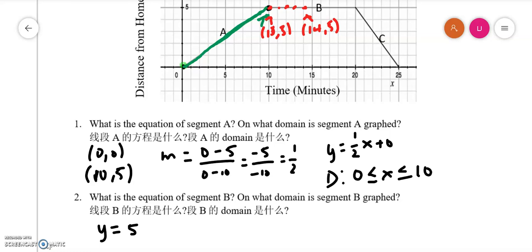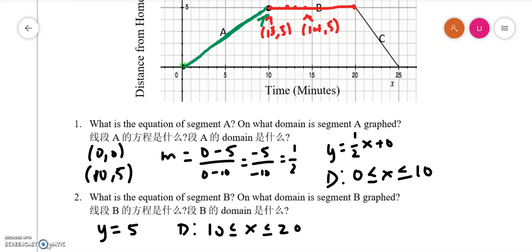Segment B, just like segment A, is only valid for a certain part of this function. And segment B starts at 10, ends over here at 20. So the domain for segment B is 10 is less than or equal to x, less than or equal to 20.